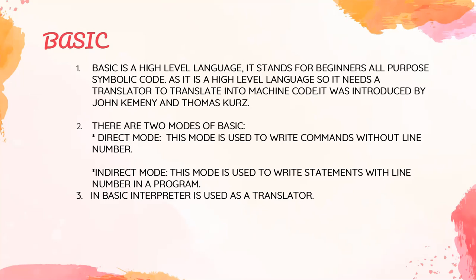Interpreter is used as a translator. As you all know, there are two types of translators. One is interpreter and the second one is compiler, right? Interpreter translates line by line, and compiler translates the whole program at once and gives you the number of errors at the end. Okay, so this is all about Basic. Now I'm going to share the screen of Basic for programs.